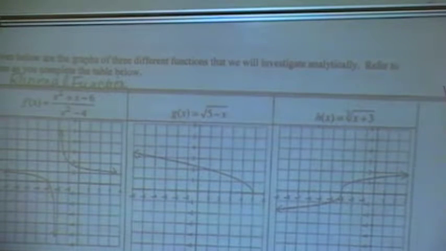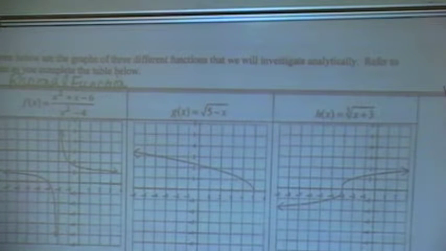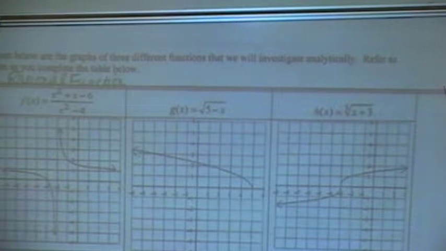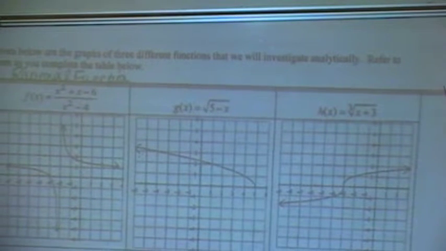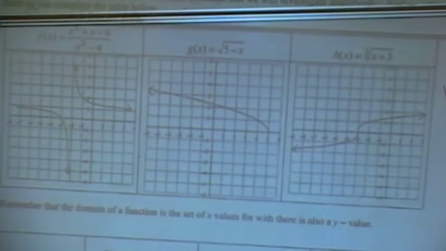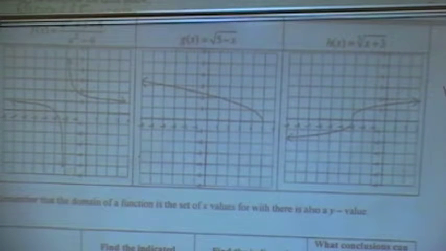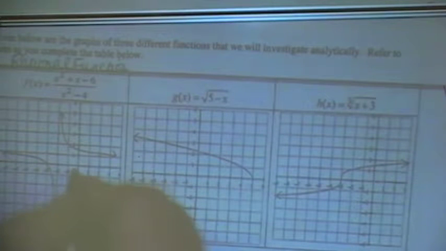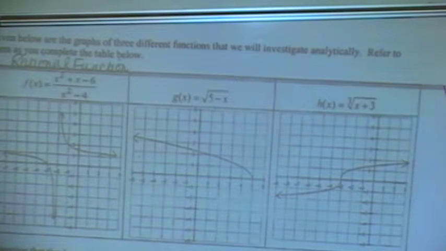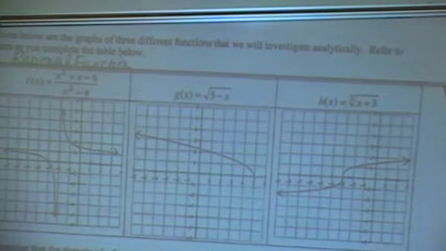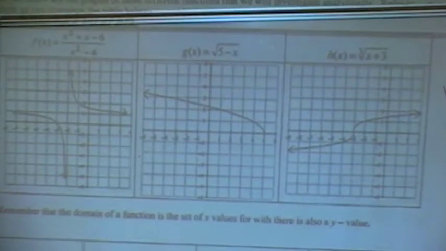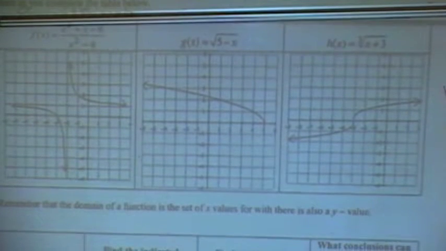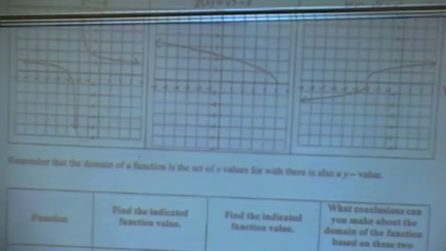So let's see. It says, given below are the graphs of three different functions. Refer to them as you complete the table below. Okay. So we're going to refer to this graph as we complete this. All right. Find the indicated function value, f of negative 2. So we're going to go up here on our graph, and I'm going to go to f of negative 2. And what do you find? Undefined. Now, I could find it by looking at the graph, but what if I didn't have the graph? What would I do with that negative 2? Plug it in. So let's plug it in real quick and see what happens.